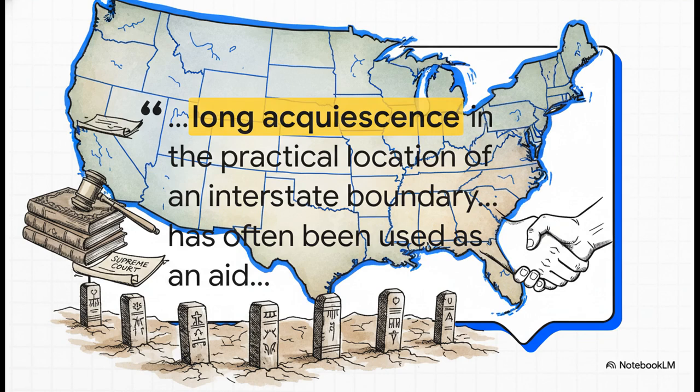This quote from the Supreme Court really hits the nail on the head. It basically says that even if a border was drawn wrong in the first place, the simple fact that everyone has just gone along with it for a really long time, what the court calls long acquiescence, that alone gives it legal power. In other words, tradition pretty much becomes law. The system is just built to keep the lines exactly where they are.